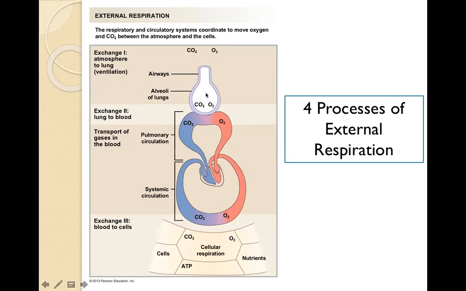So at exchange one, there's movement of oxygen going in, but there's also movement of carbon dioxide going out. At exchange two, same thing. Oxygen is coming into the blood and carbon dioxide is leaving the blood. Exchange three, oxygen is leaving the blood and going into the tissues, and carbon dioxide is leaving the tissues and going back into the blood.